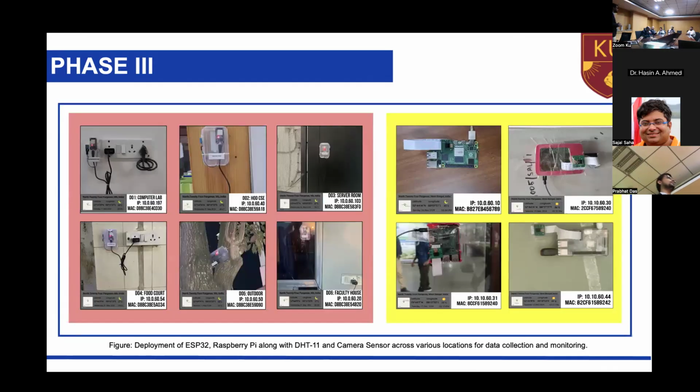These are the snapshots with the geotagged images of the devices that were deployed in various locations. This was back in quarter 1 and 2 of 2023, where we deployed various edge computing devices, in total 6 ESP32 with DHT11 sensors, in various locations. The longitude and latitude are displayed, and the MAC address and IP address are also displayed. Just next to it, on the right-hand side, you can see the Raspberry Pi devices with the camera sensors, and the MAC and IP addresses of those devices.